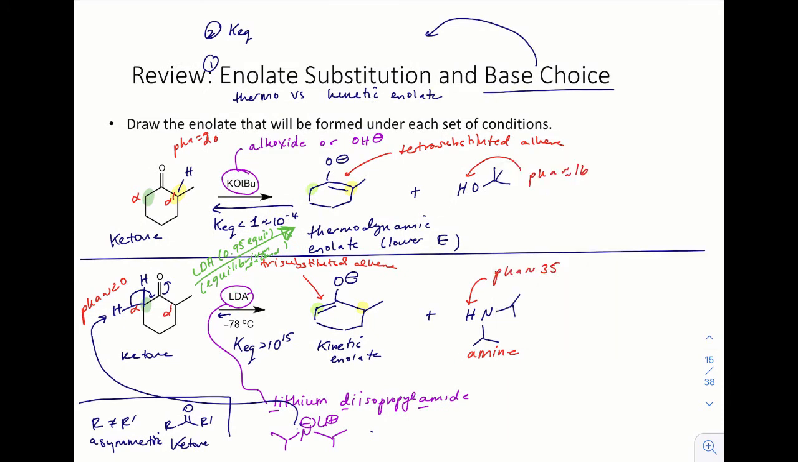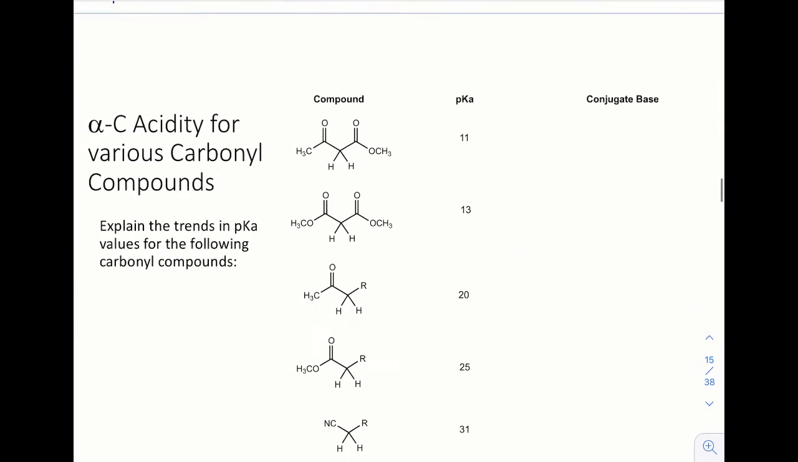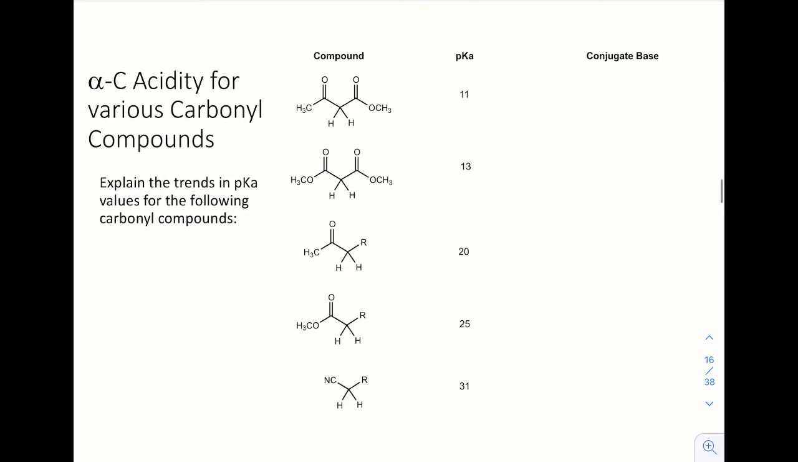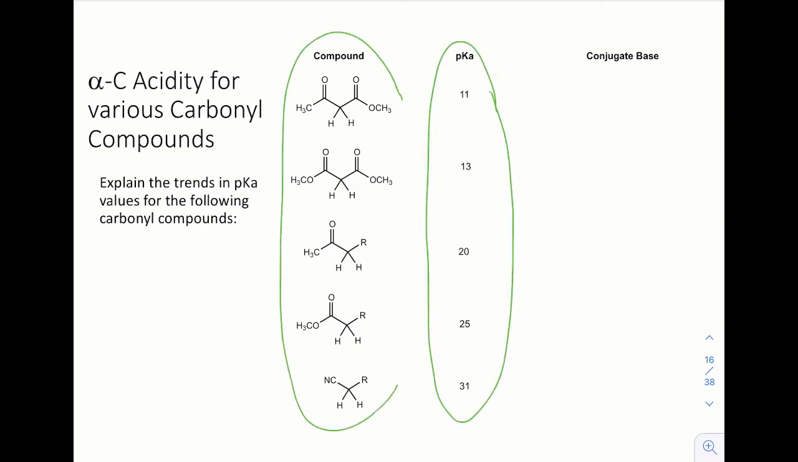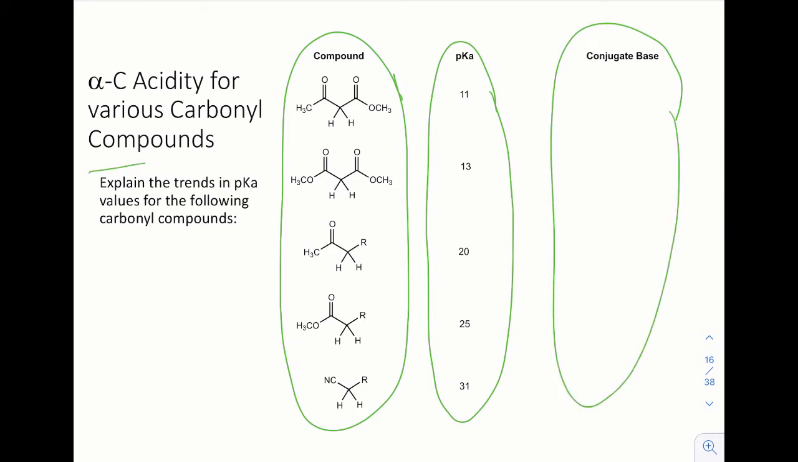With that review in mind, let's continue to think about the acidity of the alpha carbon for various carbonyl containing compounds. Take a moment. Review the pKa values for these carbonyl containing compounds. Draw out the conjugate bases, identify trends in pKa values, and then explain them based on chemical principles discussed in organic chemistry 2 thus far.